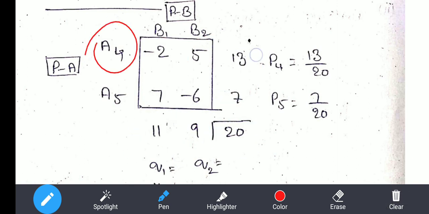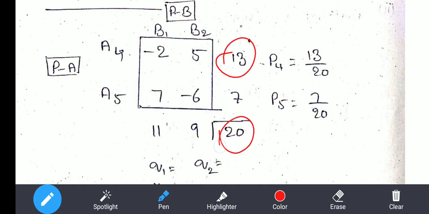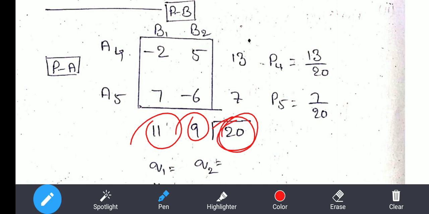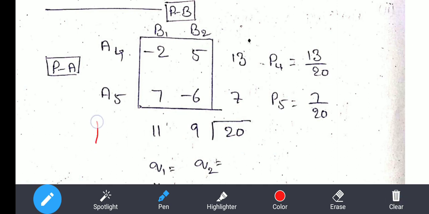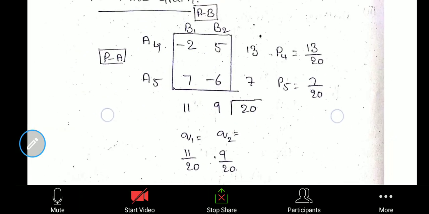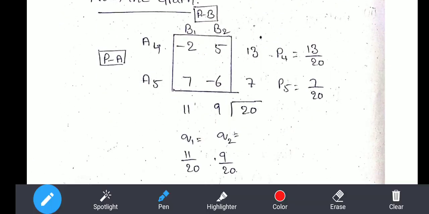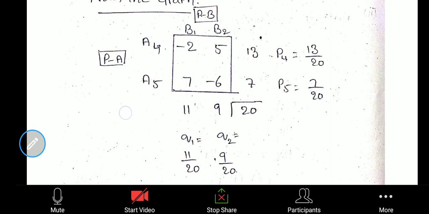Calculate the A4 probability P4, that is 13 by 20. How you get 13 by 20 is shown to you here. P4 probability. For A5, the probability is P5, that means 7 by 20. Then 11 by 20 and 9 by 20 here. 11 by 20 is B1's probability. Next, B2's probability is 9 divided by 20. It is shown to you here. That is the way we calculate the probabilities.